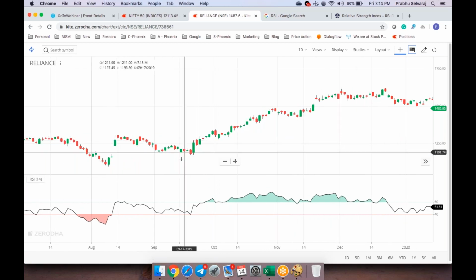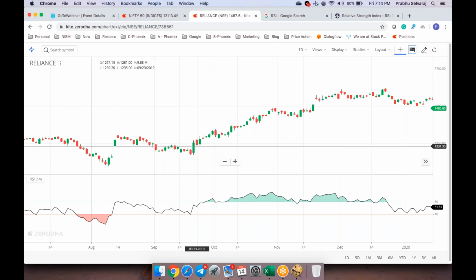In this example, the stock has made a tweezer bottom. Now the stock has made a tweezer bottom. Do you have an opportunity? Then come and check RSI. Here you can see RSI took support at 40.